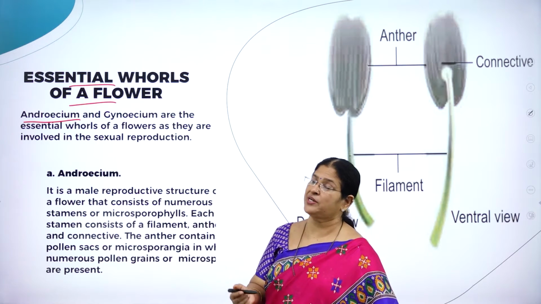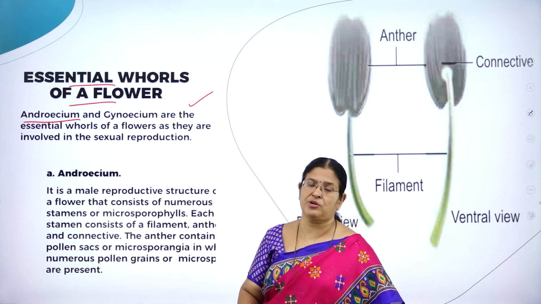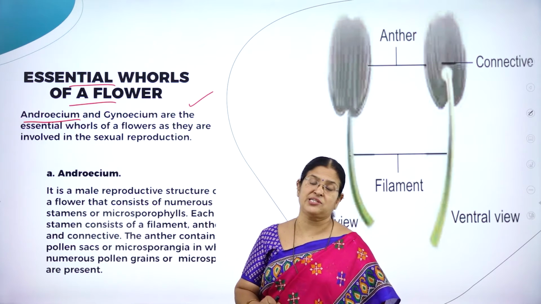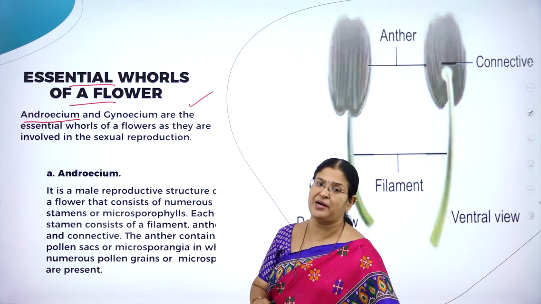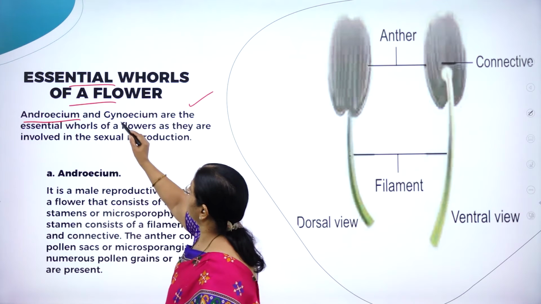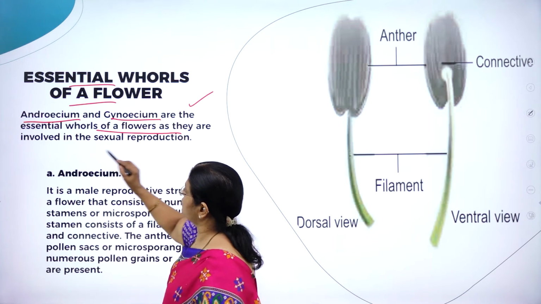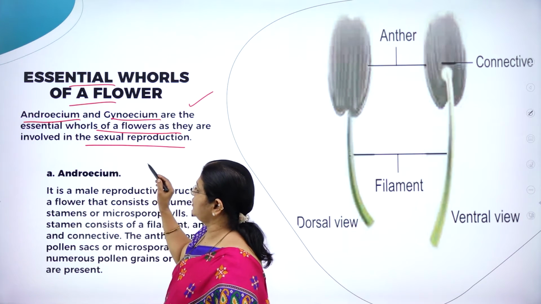As we know, androecium and gynoecium are called as what? Essential whorls of a flower. Why are they called as essential whorls of a flower? Because they directly take part in the process of reproduction. So androecium and gynoecium are the essential whorls of a flower, as they directly involve in sexual reproduction.